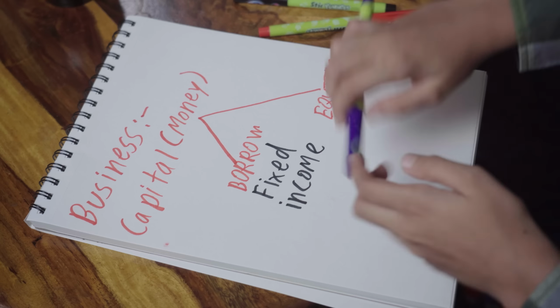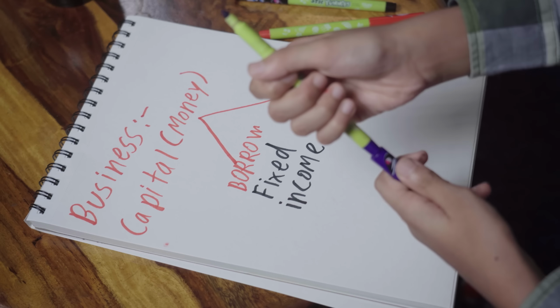For equity, you can write risk. So we can say equity is risk capital and borrowing is fixed income. Okay.